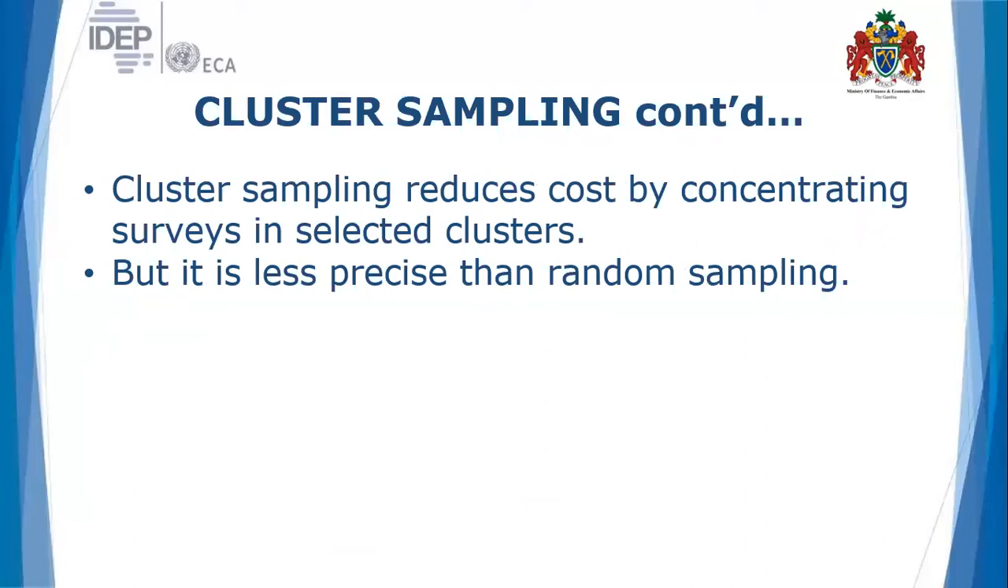An important advantage of cluster sampling is that it reduces cost by concentrating the survey, the evaluation, in selected clusters, leaving out others, instead of considering all clusters. You just select a few, and evaluation is based on that. But in doing so, cluster sampling becomes less precise than random sampling.